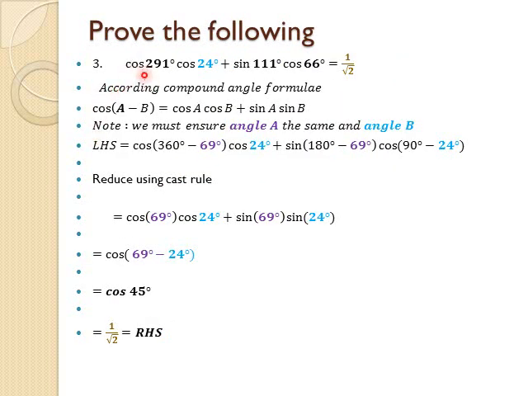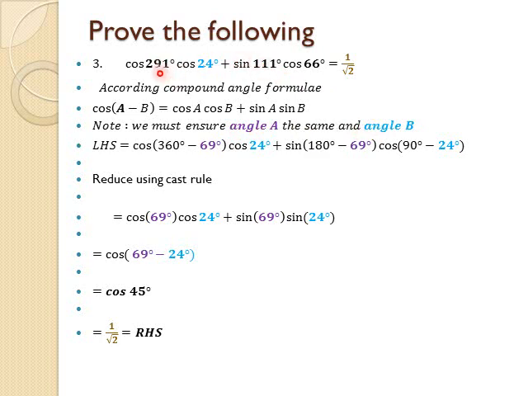Alright, now we have cos 291 degrees cos 24 plus sine 111 cos 66 equal 1 over square root 2. Right, now first, my angles there, as I said in the previous problem, must be the same. 291 and 111 is not the same. 66 and 24 is not the same. Right, so because I have plus, I'm going to use cos A minus B. See there, cos cos plus sine sine, and we must ensure that angle A and angle B are the same. So these two angles must be the same.